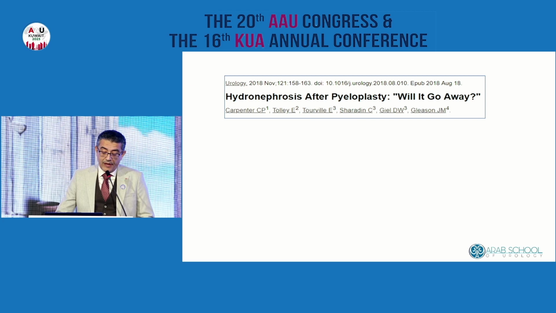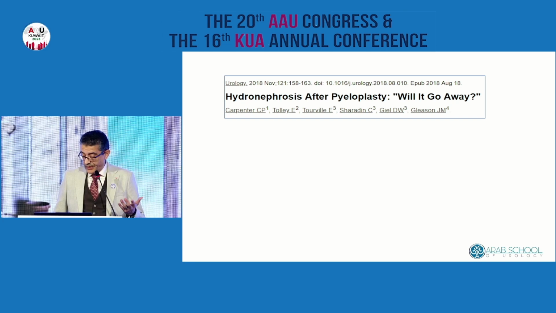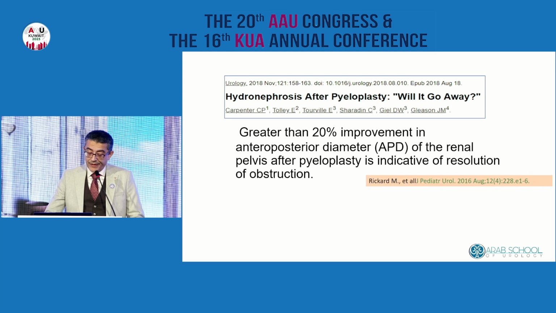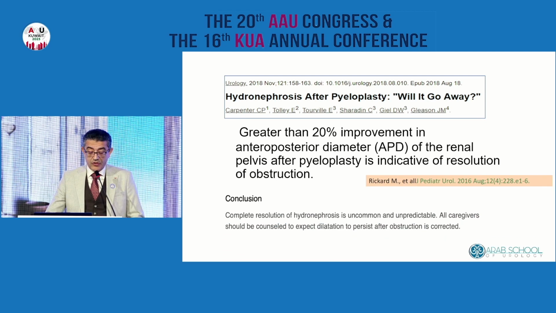So after the repair of the PUJ obstruction, there is a hydronephrosis. So the question here is hydronephrosis after pyeloplasty, will it go away or not? So it quoted from Ricard in 2016, his saying of the greater than 20% improvement of anteroposterior diameter of renal pelvis after pyeloplasty is indicative of resolution of obstruction. Although the conclusion of this question was the complete resolution of hydronephrosis is uncommon and unpredictable. So all caregivers should be counseled to expect dilatation to persist after obstruction is corrected.